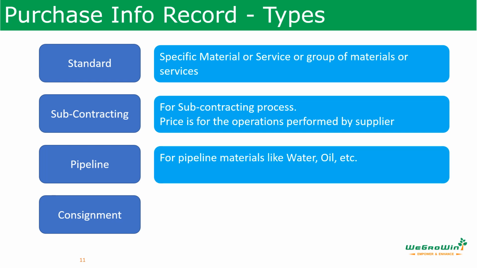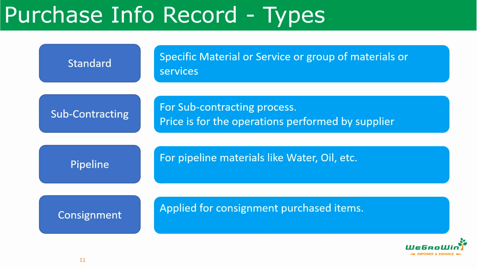Pipeline materials, examples like electricity, water, oil, which are supplied by the utility vendors, are used by the customer through pipeline withdrawals. The pipeline purchasing info record reflects information for this vendor material combination. With the pipeline materials, the system assumes that material will always be available and the company will only pay for what it consumes. And then when a vendor supplies the material to be stored at the customer's site for customer withdrawal, the purchasing department can create a consignment purchasing info record for that material.